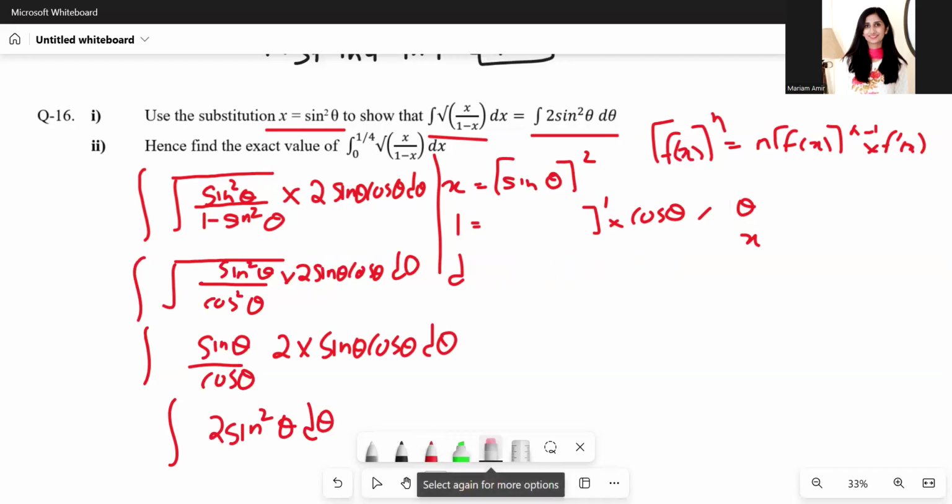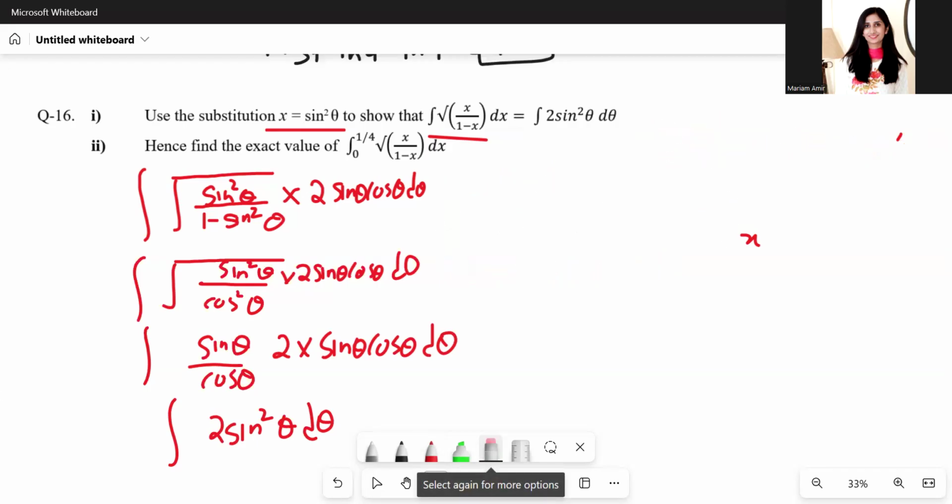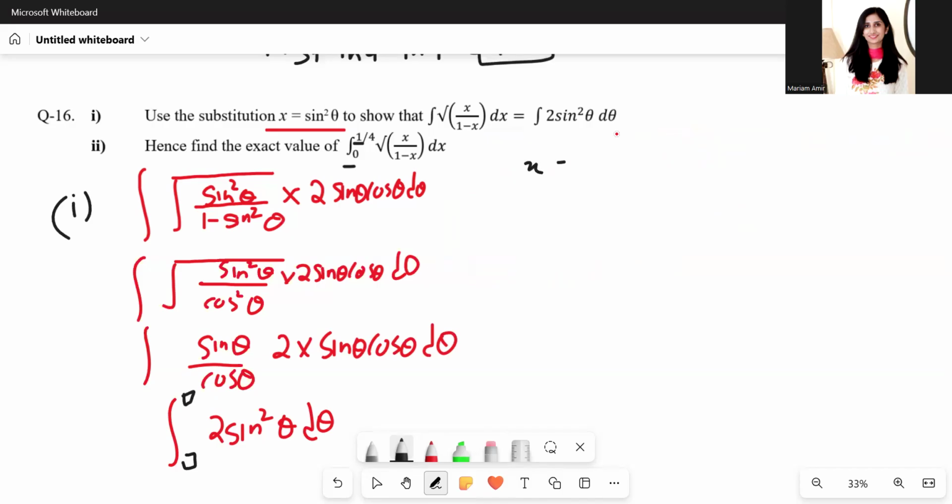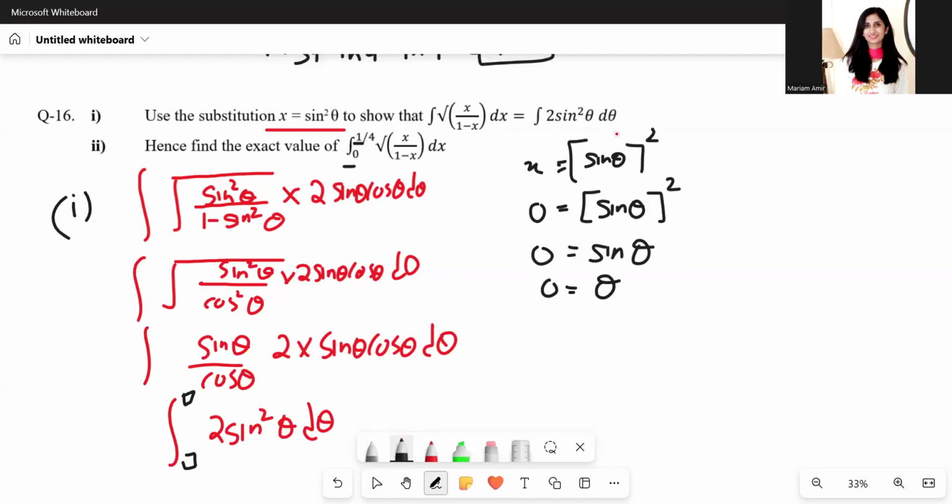Okay. In the next part, we have to integrate this within the limits 0 to 1 by 4. Let's change 0 and 1 by 4 in terms of theta as well, and then we'll use them as the lower limit and the upper limit here. So x is equal to sine theta whole squared. When x is 0, take the square root on both sides, we get 0 is equal to sine theta. And when you take sine inverse of 0, you get theta equals 0 as well. So the lower limit of the integral will be 0.